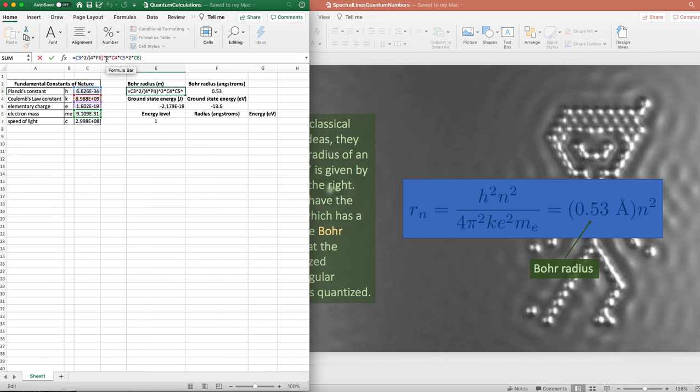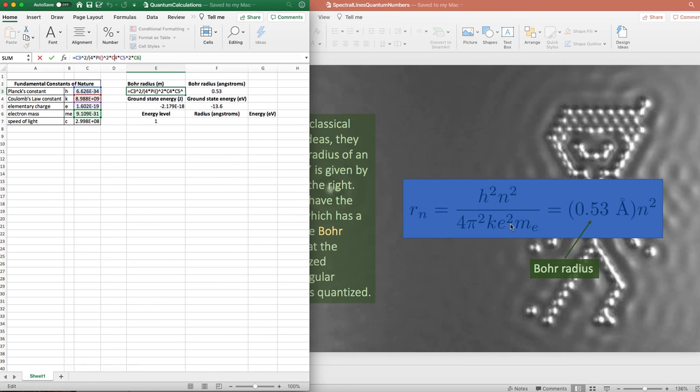4 times pi squared. I'm not sure how well known this trick is, but to put pi into Excel, you actually need to write pi and then open parentheses, close parentheses for it to recognize pi. You can't just type pi like you can in Google. And then C4 is the Coulomb's law constant, and then C5 is the elementary charge, which gets squared, and then times C6, which is the electron mass.